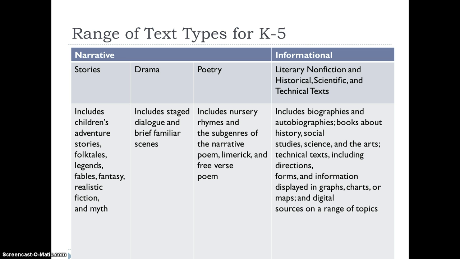When you look at the types of text, you can see there's two main types, the narrative and the informational. You can see that narrative is comprised of stories, dramas, and poetry. And then there's kind of this big hunk of informational text. So informational texts are very diverse, and this category encompasses many different types of text. So you can see that it includes technical science texts that are going to have more diagrams and charts and things like that. And it's also comprised of biographies and autobiographies. So these are books that have more of a narrative structure.